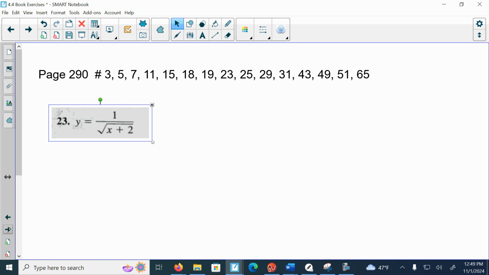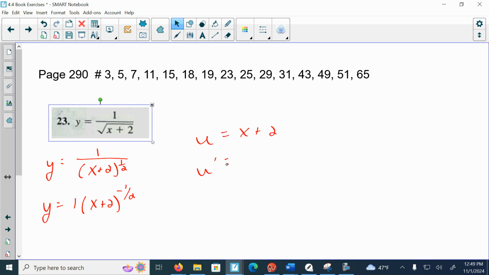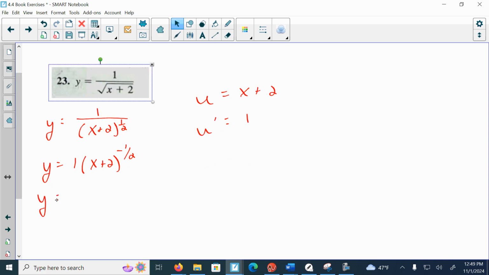Number 23, I'm going to rewrite this as 1, and this is the x plus 2 to the 1/2 power. I'm going to choose to use the chain rule. So I'm going to have 1 times x plus 2 to the negative 1/2 power. So over here, I'm going to say u is equal to x plus 2. The derivative of u is just 1. Rewrite this as u to the negative 1/2 power.